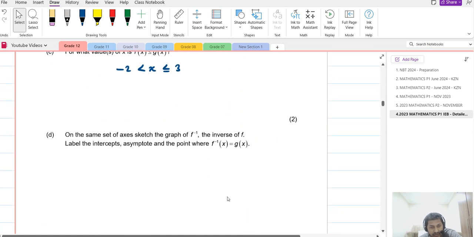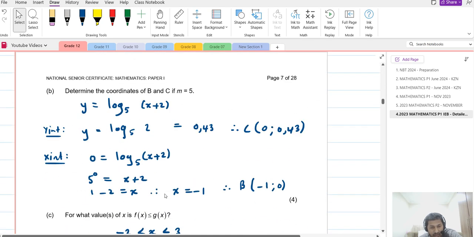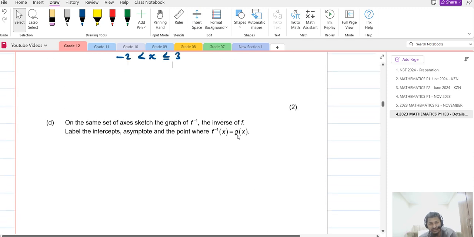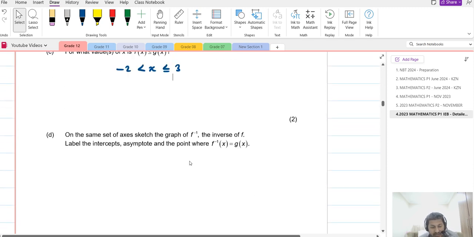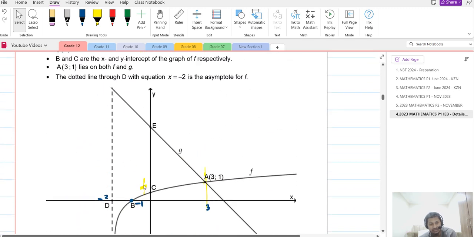Moving on, on the same system of axes, sketch the graph of f inverse, the inverse of the graph of f, which is a log graph, right? The log graph. Label the intercepts and asymptotes and the point where f inverse x equals g of x on the same system of axes. So we need to sketch it here, right? So let me take these out. It's easy to sketch the inverse of f.